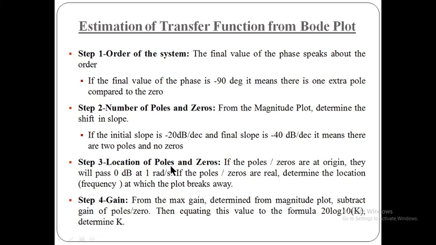The step 3 is the location of poles and 0. If the poles and zeros are at origin, they will pass 0 decibel at 1 rad per second. If the poles or zeros are real, determine the location of the frequency at which the plot breaks away. Then step 4 is the gain. From the max gain determined from the magnitude plot, subtract the gain from the poles or zeros. Then equate this value to the formula 20 log base 10 of k and determine the value of k, which will be our transfer function.